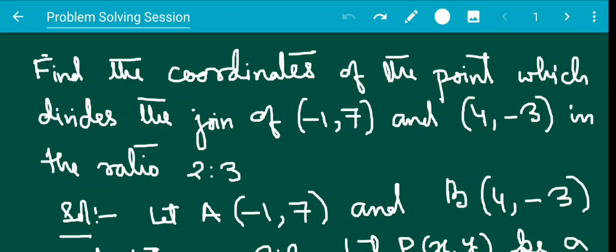Hello students, this is another problem solving session. In this session we will discuss some problems on section formula.